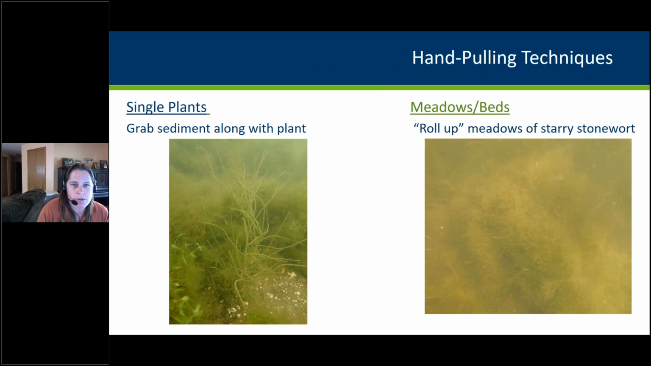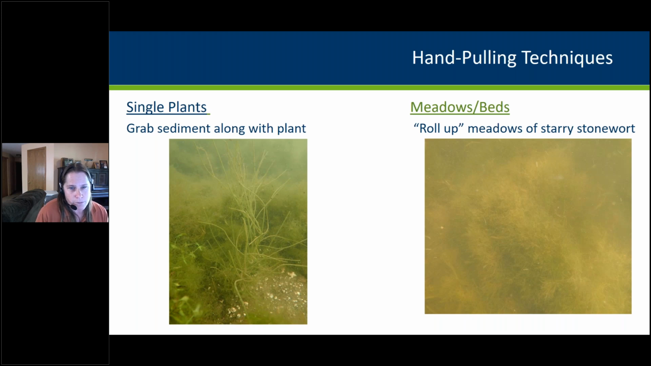So how do we hand pull starry stonewort? There's kind of two different methods. It's kind of trial and error for us. Basically, you go down and you can grab the plant, or it's not really a plant, it's a macroalgae, but you kind of want to take the sediment, so you can get the bulbils and the rhizoids. It's slightly attached to the sediments, the starry stonewort is. You can pull those up, place them in a mesh bag, and then you send it to the top to the people that are retrieving the plants in a canoe.